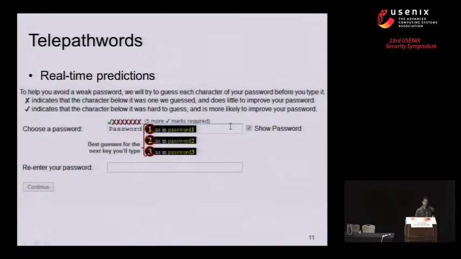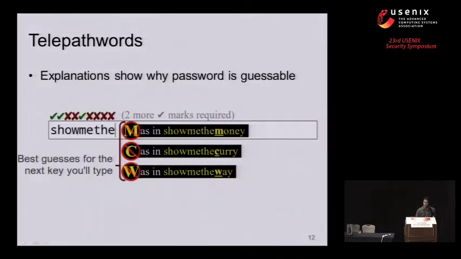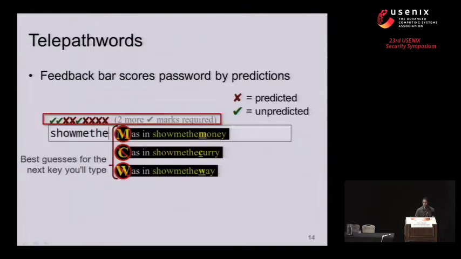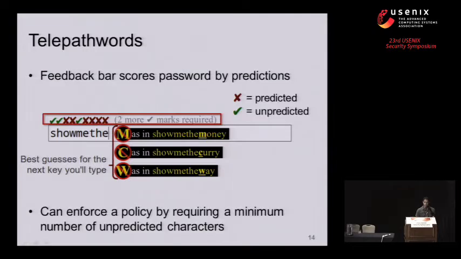To help users understand this, the predictions are accompanied by short explanations which provide the predicted characters in context. The guesses can also be turned off for security against shoulder surfing, and the feedback bar above the password field provides users with a scoring history. Characters which are one of the 3 predicted characters or are commonly substituted for those characters get a red X. Unpredicted characters get a green check mark. And a Telepathwords-based policy requires some minimum number of unpredicted characters, but has no other requirements.